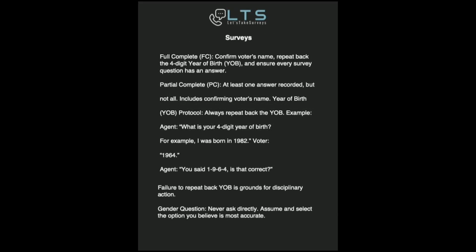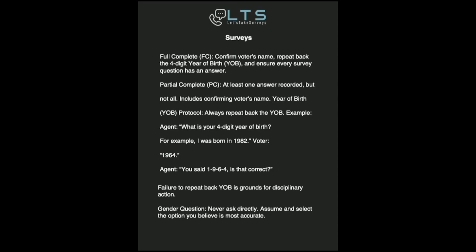Next, we have surveys. A full completed survey is when you confirm the voter's name, repeat back the 4-digit year of birth, and ensure every survey question has an answer. A partial complete is when at least one answer is recorded, but not all. This includes confirming the voter's name. Year of birth protocol. Always repeat back the year of birth.